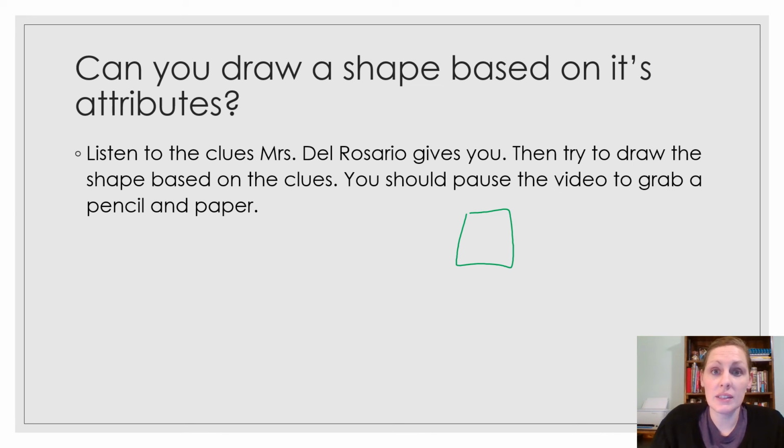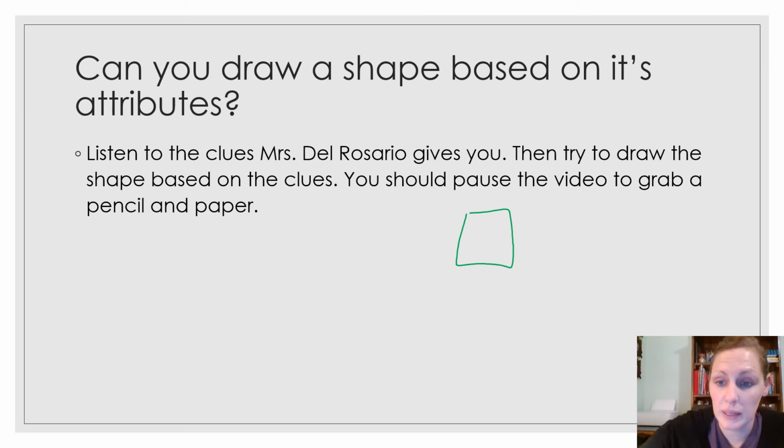Now I'm thinking of a shape. This shape has 5 angles and 5 vertices. What shape did you draw? That's right, it should be a pentagon, with 5 sides, 5 angles, and 5 vertices.